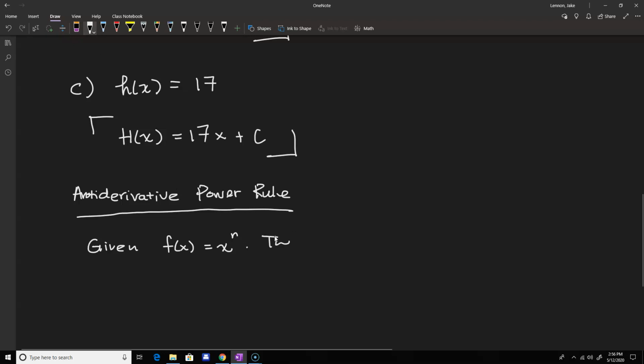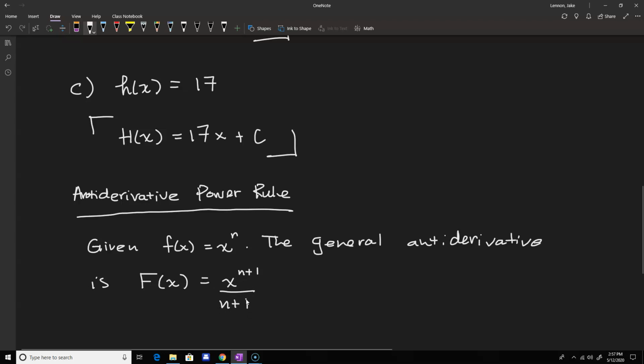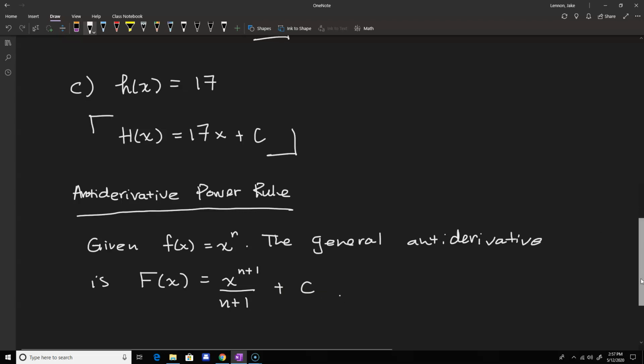So the general antiderivative is capital F of x is equal to x to the n plus 1. The power has to be 1 bigger, and then to account for that coefficient, we would also want to divide by n plus 1, and then we have our general constant. So that is the antiderivative power rule.